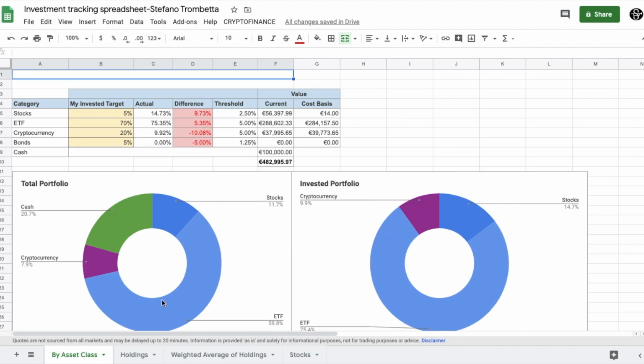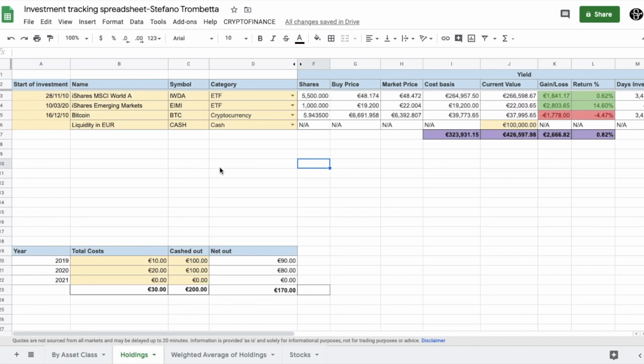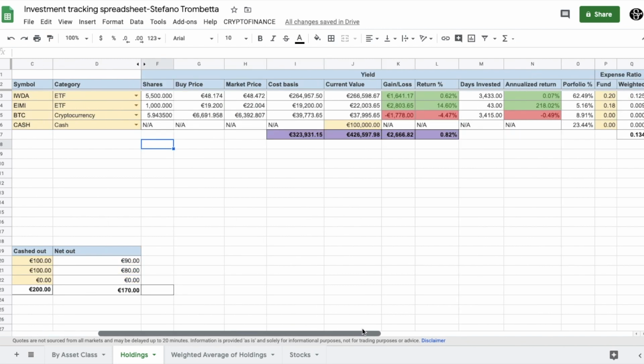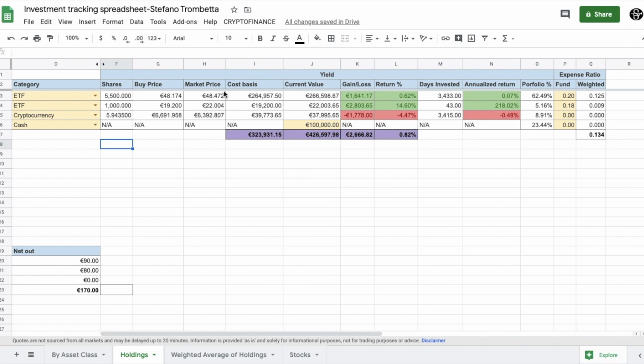Okay, then let's move on to the holdings. Here you can see when you started investing, in what, and here you can change the category of what it is. Then here you can see how many shares, at what price you bought it, the current market price, and how much you spent in total. Because if you bought, for example, this one, one at 40, one at 50, another one at 55, then here you will do the weighted average. I'll show you how later.